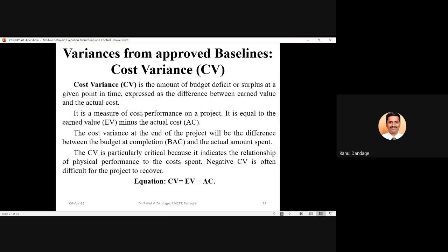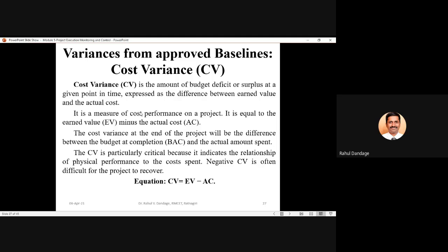Then next, about the variances from approved baselines, the second variance is cost variance. This cost variance we denote by CV. Cost variance is the amount of budget deficit or surplus at a given point of time, expressed as the difference between earned value and actual cost. So whenever we want to estimate the cost variance, we should consider two parameters: what is the earned value at that particular point of time and what is the actual cost incurred at that particular point of time.